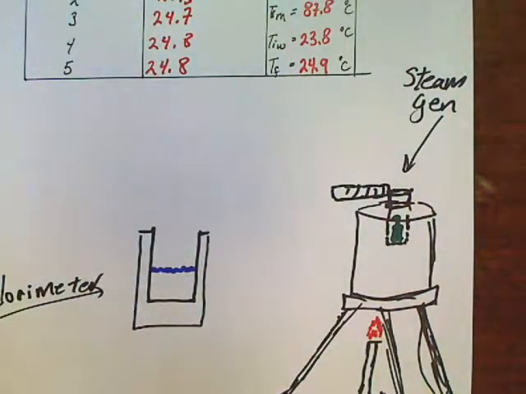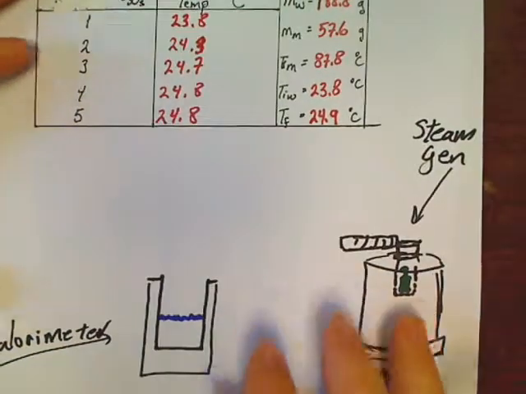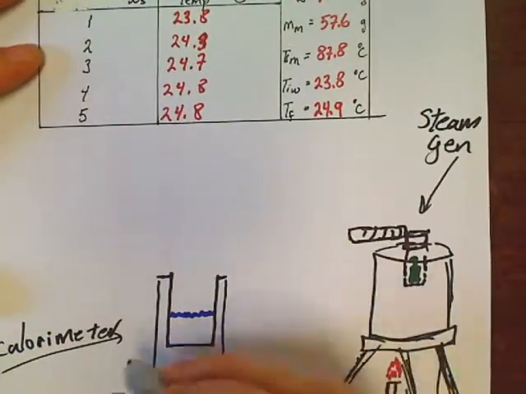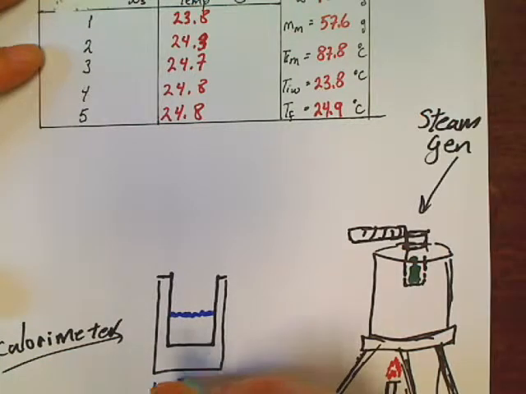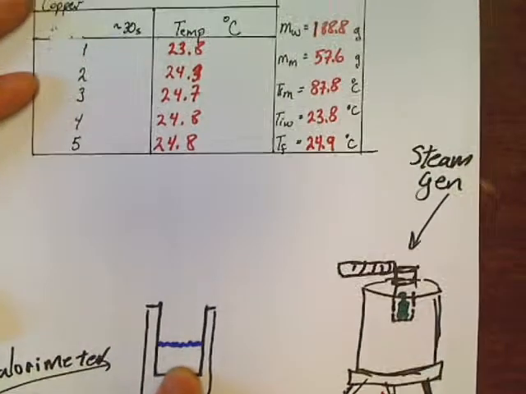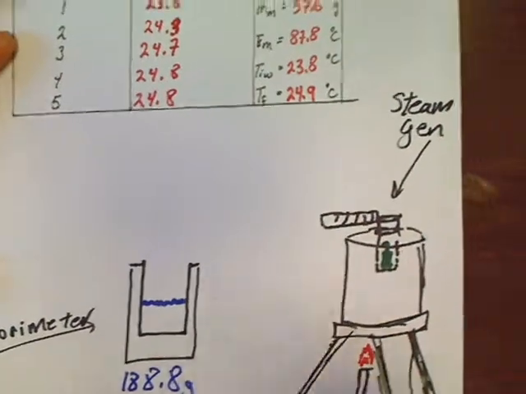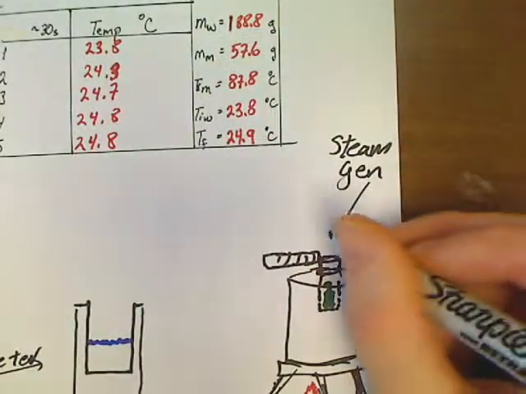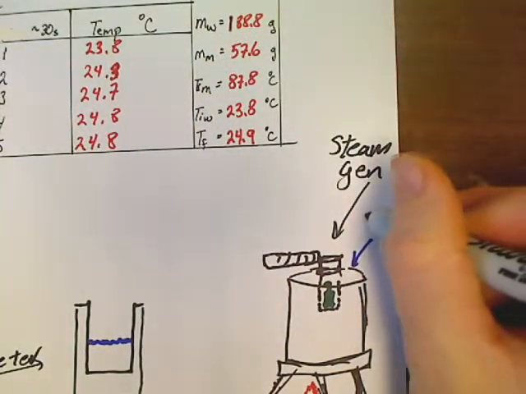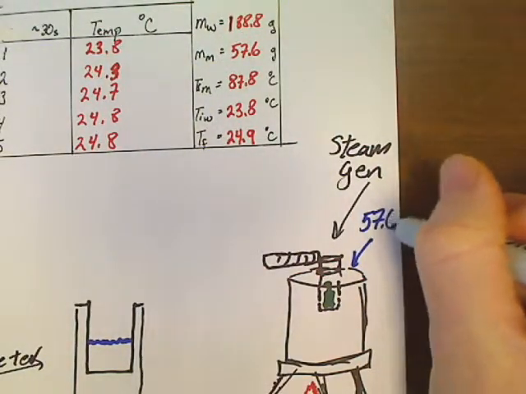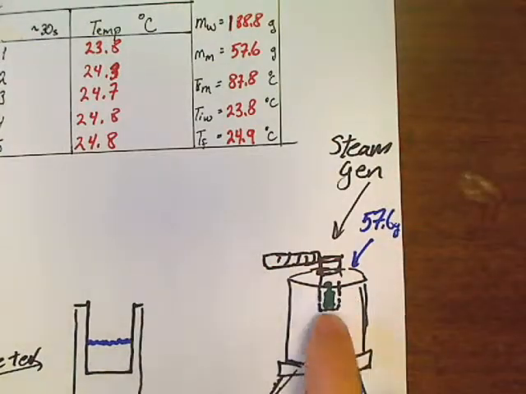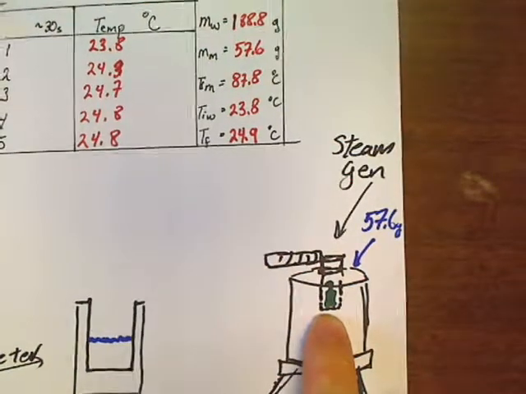Now, by looking at this person's data, they've told me that they've got 188.8 grams of water inside here, according to their measurements, which was a lot of water. They had to really put a lot of water in there. They've told me that that piece of metal that they've got has a mass of 57.6 grams. So they've measured the mass of the metal. And then here we go.